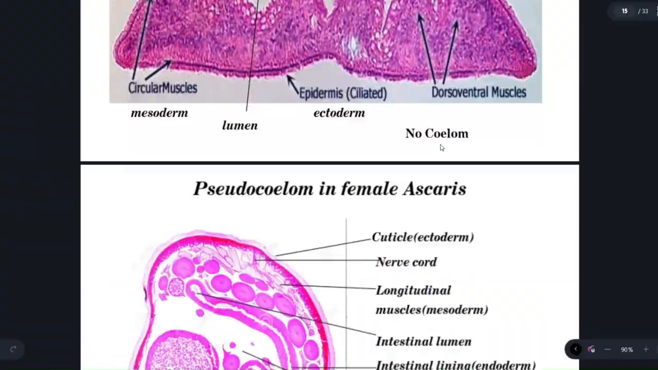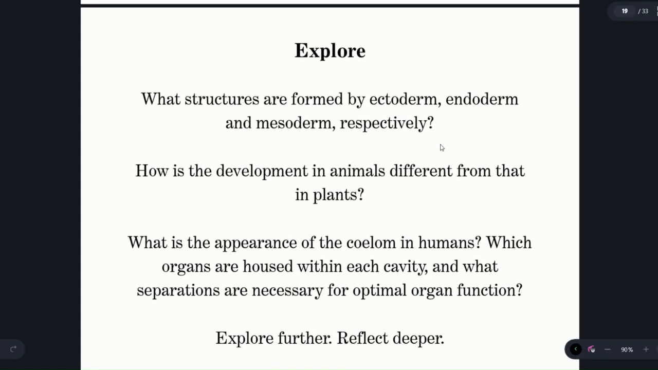Now, you can understand the questions that we left off with in the previous session. That was what structures are formed by ectoderm, endoderm, and mesoderm. I have already given you a clue about mesoderm. Try to explore now about ectoderm and endoderm. How is the development in animals different from that of plants? We have already discussed animals, but do try to think about how it might be different from that in plants. Then, what is the appearance of coelom in humans? Which organs are housed where? Again, another question that we left off with in the previous session. We did talk about the tube within tube plan, but now you can further expand it along with this in the context of coelom as well. So meet you in the next session, where we'll start talking in more depth about the structure that is present in animals.